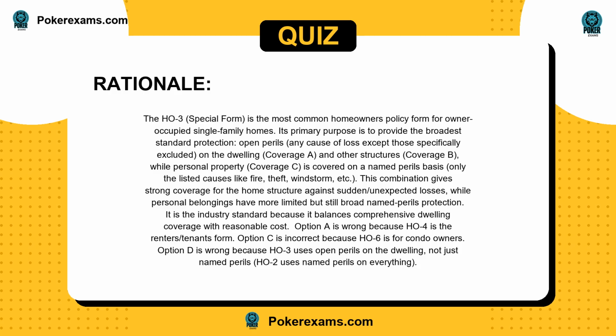This combination gives strong coverage for the home structure against sudden/unexpected losses, while personal belongings have more limited, but still broad named perils protection. It is the industry standard because it balances comprehensive dwelling coverage with reasonable cost. Option A is wrong because HO4 is the renters/tenants form. Option C is incorrect because HO6 is for condo owners. Option D is wrong because HO3 uses open perils on the dwelling, not just named perils. HO2 uses named perils on everything.